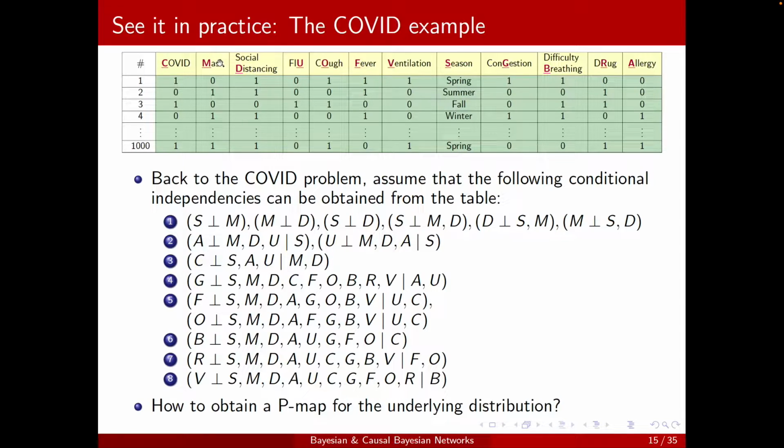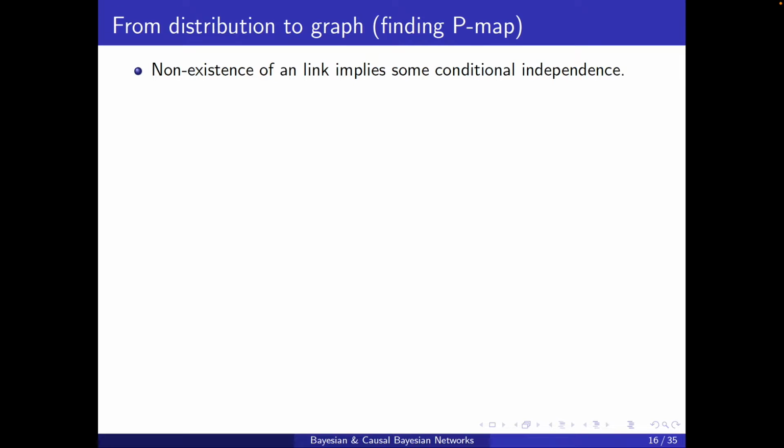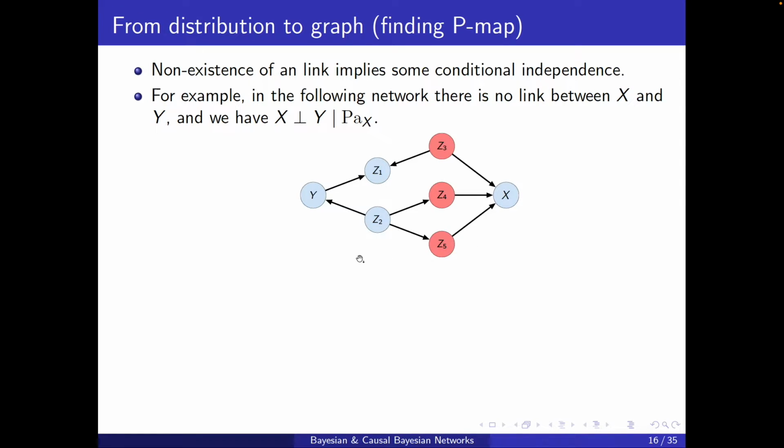Now, to answer this question, I can narrow it down to the following question. When does a link exist or not exist between two variables? What is the implication of it? It appears that the non-existence of a link implies some conditional independence in the graph. For example, in this graph, there is no link between x and y. And we can see that if we condition x and y on these red nodes, which are the parents of x, then the two will become independent.